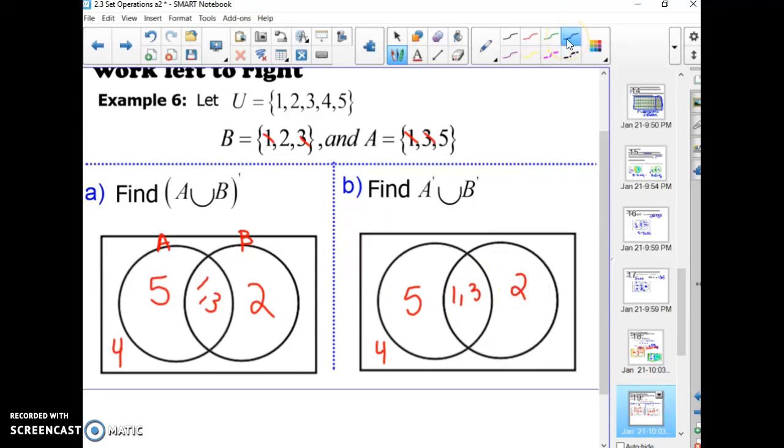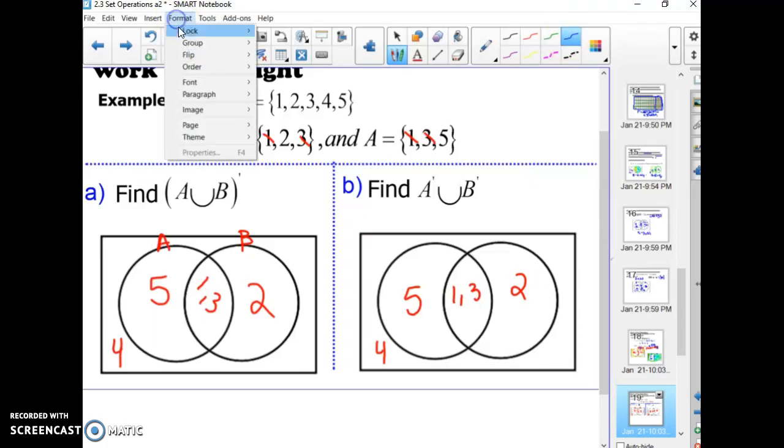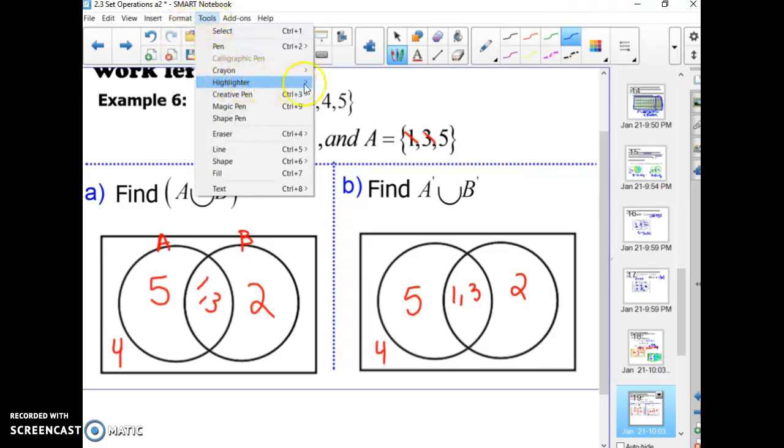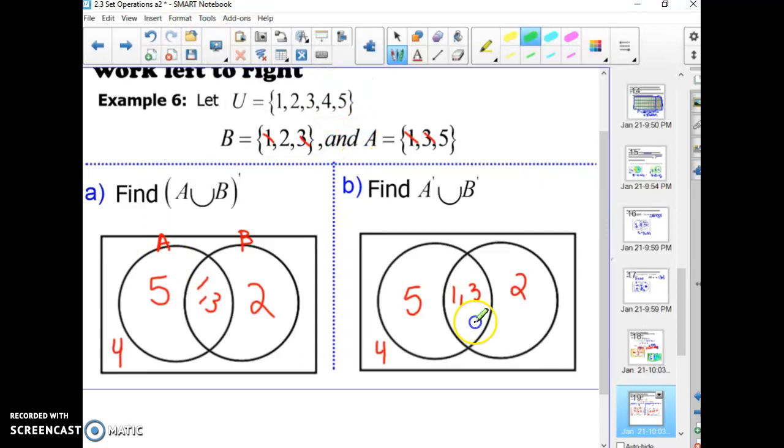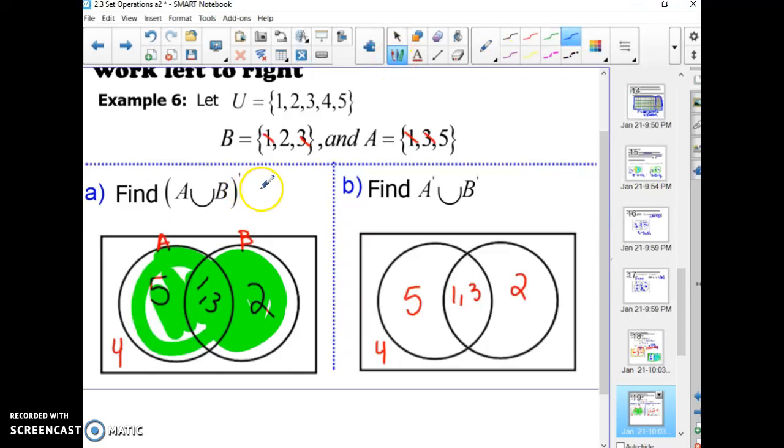Okay, so I have A union B, so I'm going to highlight all of this. A union B. So A union B is all of A and all of B. But I want the complement, and the complement is then the only thing I have left. So my answer is going to be 4, because it has to be everything on the outside of it. So the only thing that works is 4.